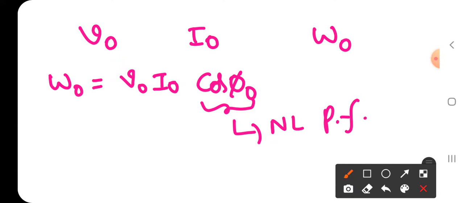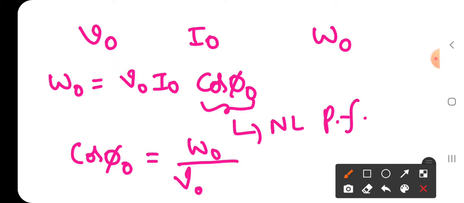Cos φ0 is the no load power factor. So we can find the no load power factor as cos φ0 equal to W0 by V0 I0. Once you know the no load power factor and I0, you can now divide I0 into two components, that is, the core component and the magnetizing component in the no load circuit.